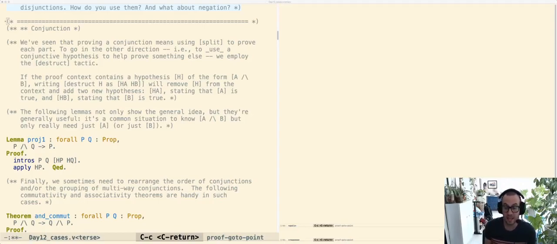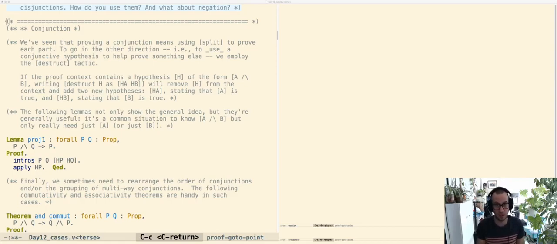Now that we've seen the basic idea of case analysis and the destruct tactic, let's see how it relates to our logical connectives. So in this and in the next few videos, we'll be talking about destruct, case analysis, and logical connectives. In this video, it'll be conjunction. In particular, we've seen that you can use split to prove a conjunction.